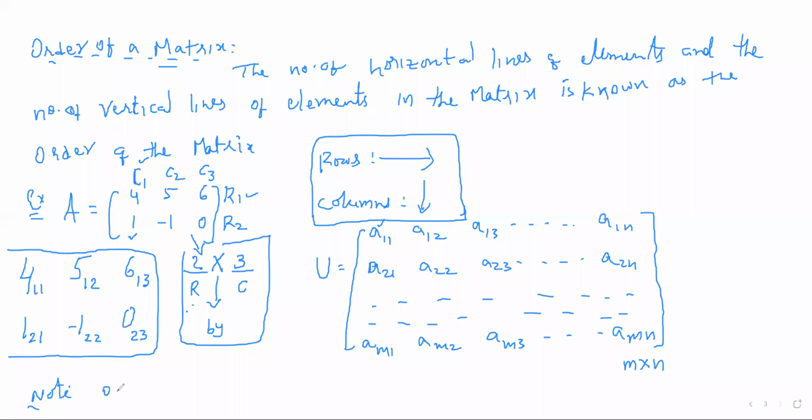Okay, note: the order of a matrix should be number of rows by number of columns, not number of columns followed by number of rows. This is the main point to remember. This is the order of the matrix we have learned. Let us know the order of some matrices with examples.